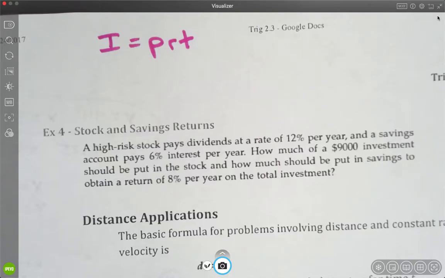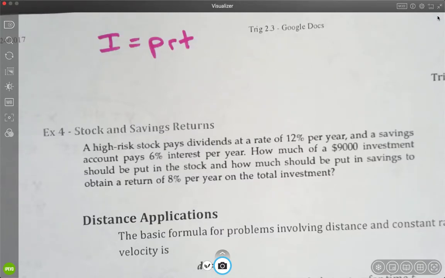So 12% per year, and a savings account pays 6% interest per year. How much of a $90,000 investment should be put in the stock, and how much should be put in savings to obtain an average of 8% per year on total investment? If we average it out, I want 8%.